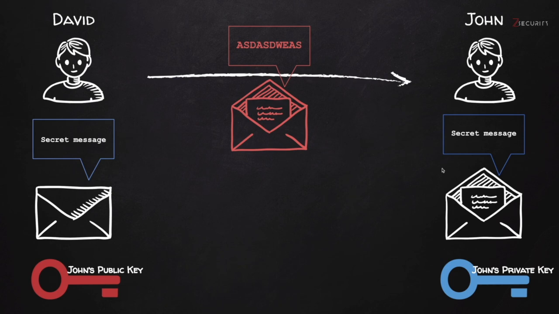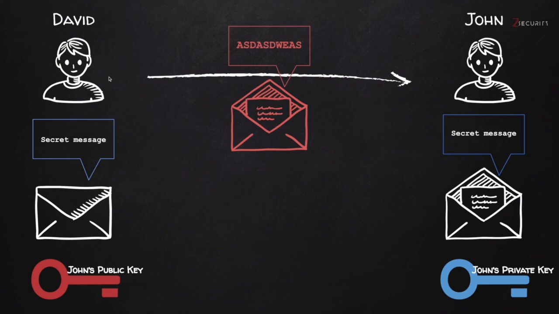Now, if John wanted to send something to David, the same can be done in an opposite direction. So David would create a key pair. He would send John his public key, and then John would use David's public key to encrypt messages. When David receives them, he will use his own private key to decrypt them.